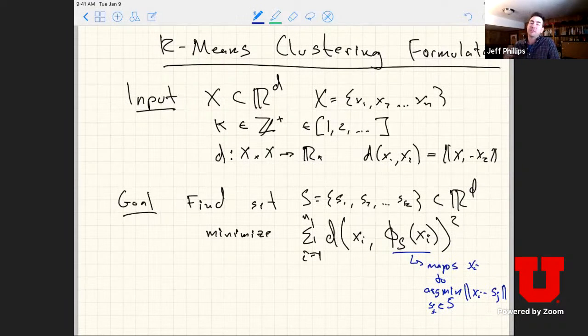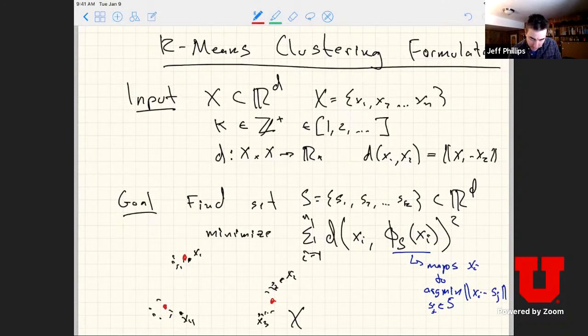Also on Wednesday, we'll get a statistical way of thinking about this and slightly tweak the algorithm to solve that formulation better, where we think about this as a maximum likelihood estimator. So this is the goal of k-means clustering. We're going to be given a set of points. It might look like this. This would be our input set X, where this might be x1, x2, x3, x4, and then our goal is to find, say, 3 sites.